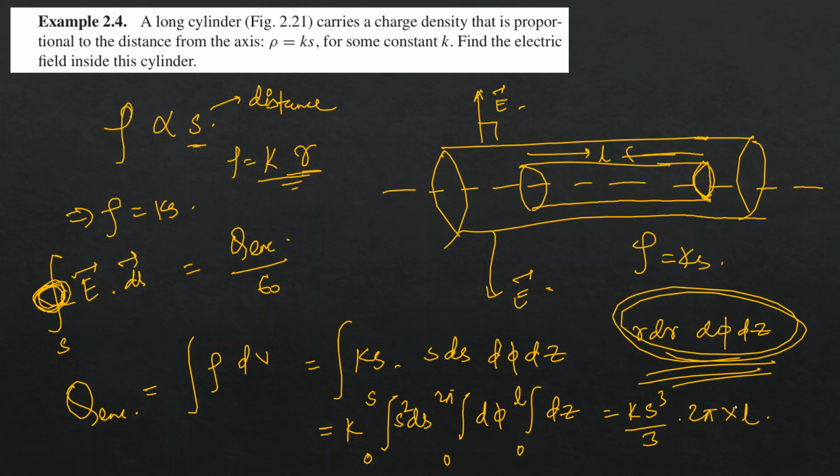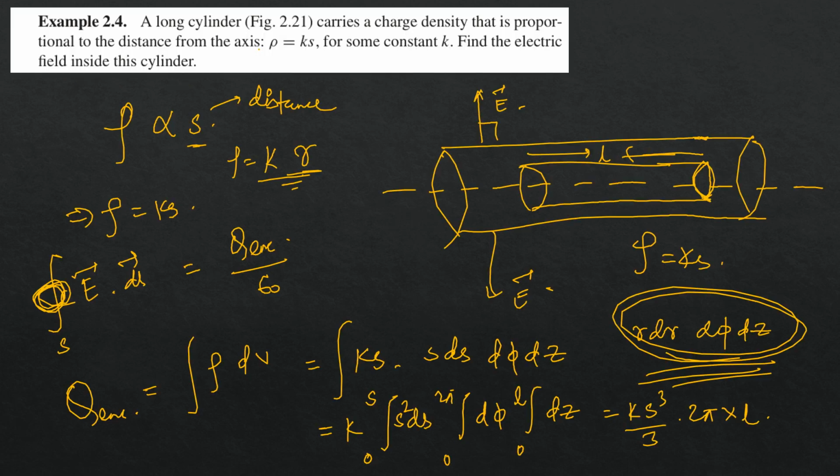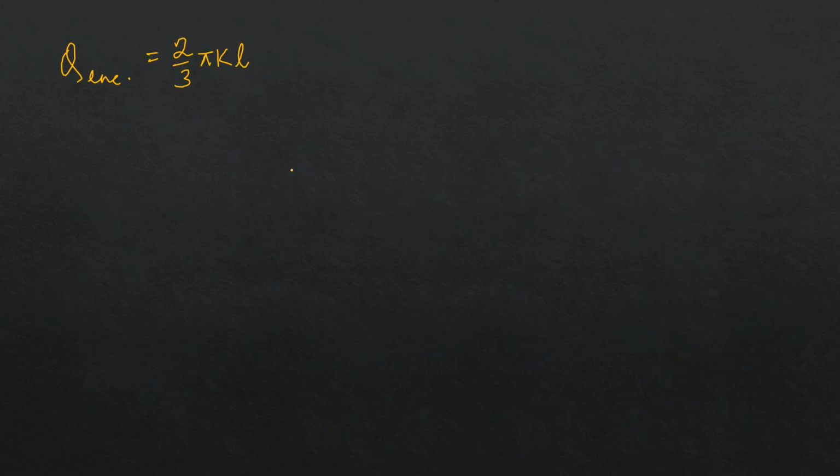So if I write it properly, Q enclosed is 2 by 3 pi k l s cubed. So Q enclosed is 2 by 3 pi k l s cubed, right?